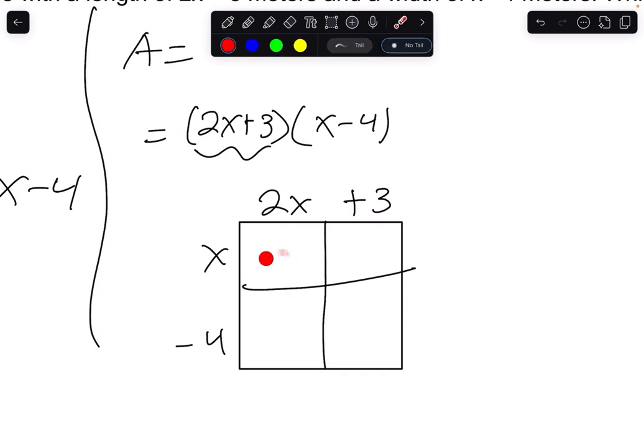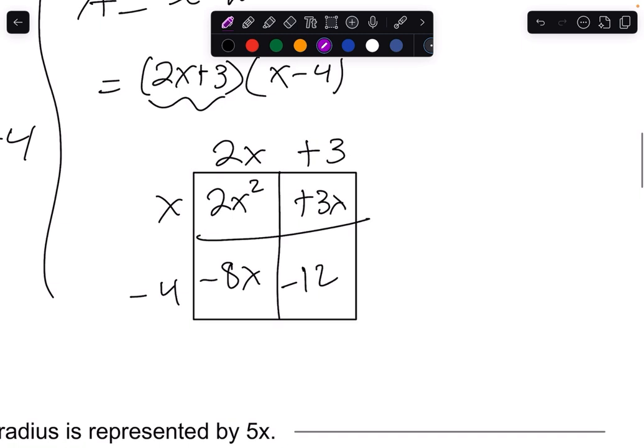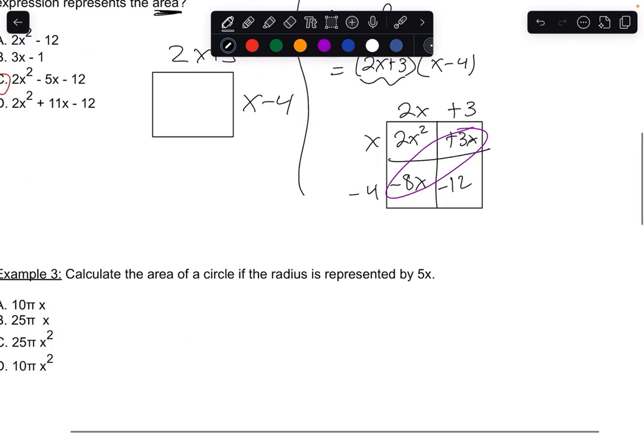To figure out the area of these boxes, we just multiply. 2x and x get you this box. 3 and x get you this box. Negative 4 and 2x here, and negative 4 and positive 3 here. So you should notice that it does work out to be the same answer. And notice as well that these two here in the middle would also combine together. So the good news is it doesn't really matter how you approach it. It's just whatever preference at that point.